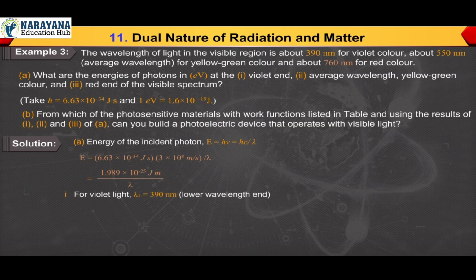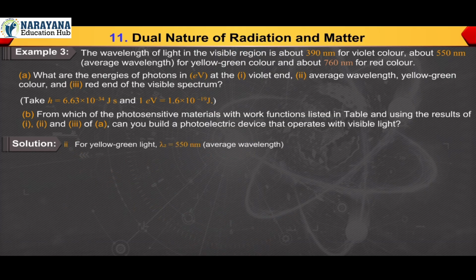Number 1. For violet light, λ1 is equal to 390 nanometer, which is lower wavelength, and incident photon energy E1 is equal to 1.989 into 10 raised to minus 25 joule meter upon 390 into 10 raised to minus 9 meter is equal to 5.10 into 10 raised to minus 19 joule is equal to 5.10 into 10 raised to minus 19 joule upon 1.6 into 10 raised to minus 19 joule per electron volt is equal to 3.19 electron volt.